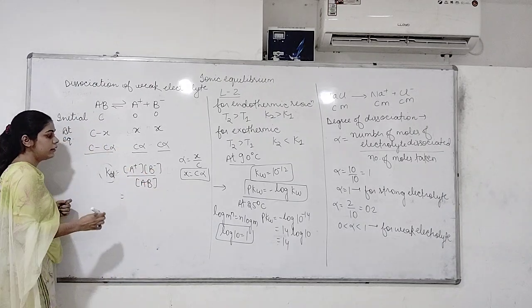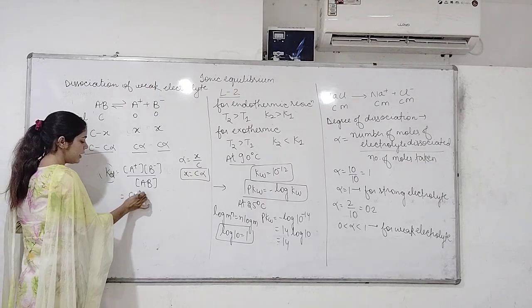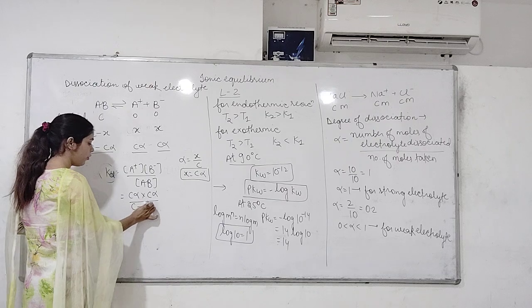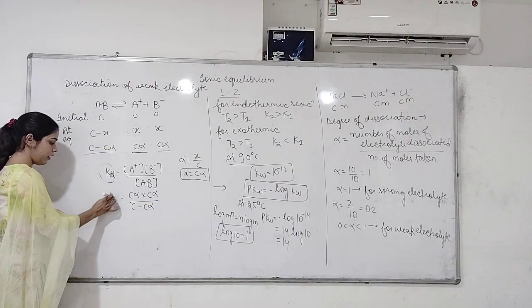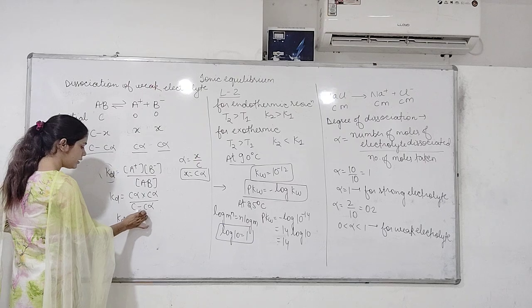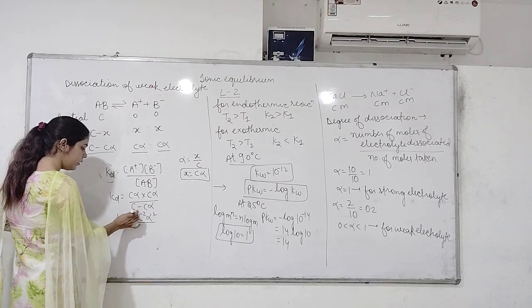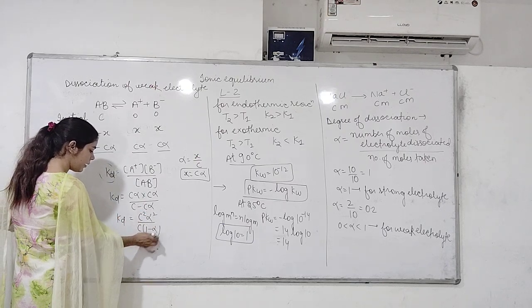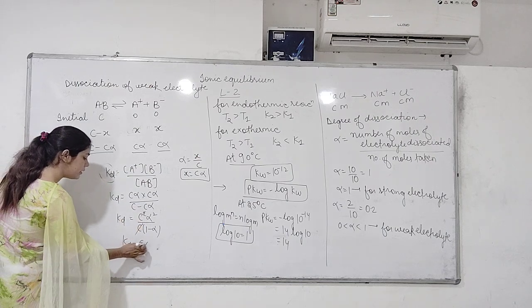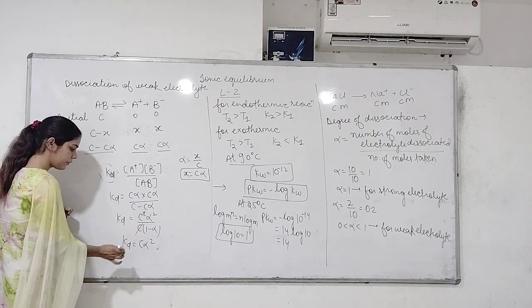You can see here, concentration of A positive is C alpha, concentration of B negative is also C alpha, and concentration of AB is C minus C alpha. And you will find dissociation constant, C square alpha square. C is common here, so 1 minus alpha will be left. Kd is equal C alpha square.